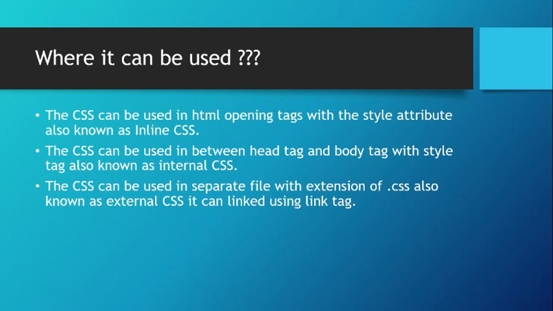Firstly we can see inline CSS. Inline CSS can be included with the help of the style attribute in an opening tag. For internal CSS we can open a style tag between the body and the head and write the CSS. The external CSS means creating an external file with the extension .css, saving it with the extension .css and including it in an HTML file with the link tag.